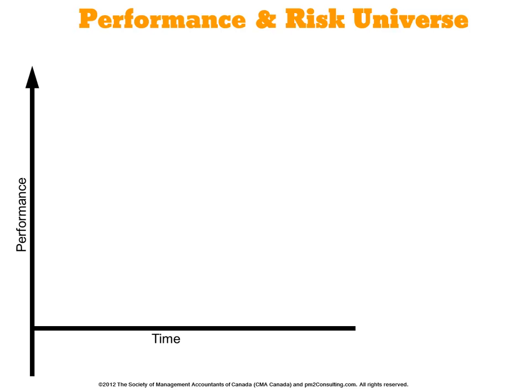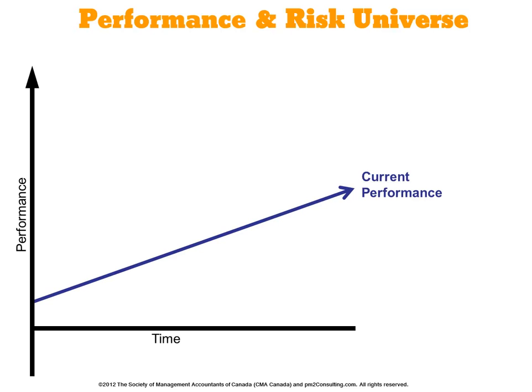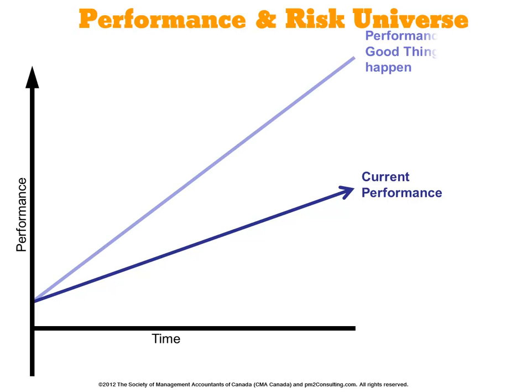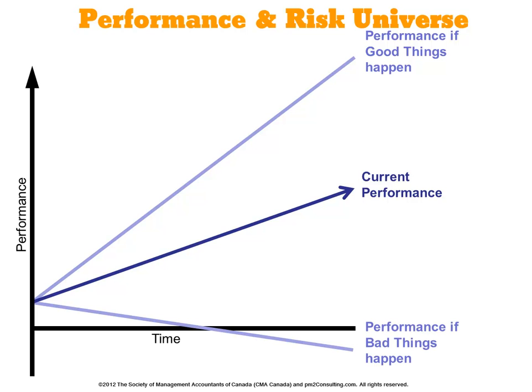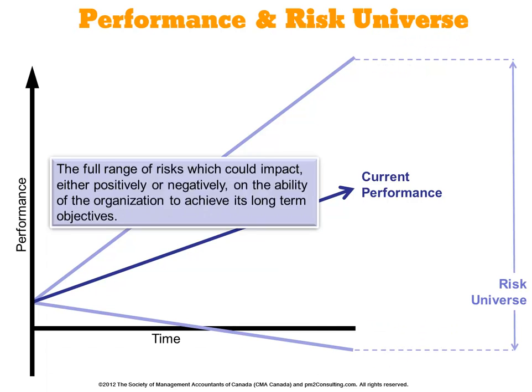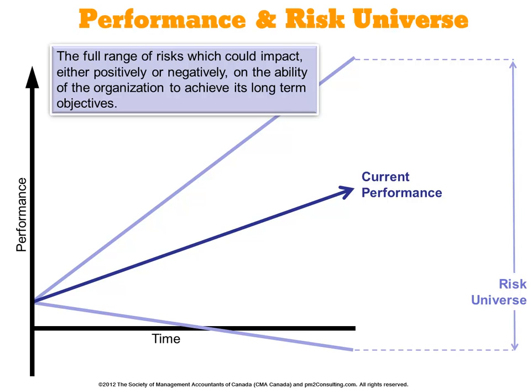If we chart your performance over time, there's some level of current or target performance we expect to see over this year. There's a line that is as high as you could possibly go: the performance if every good thing happened the way you'd like it to. And there's another line which is the performance you get if every last bad thing could happen. Those lines, the extreme upper and lower lines, are what's called the risk universe. The risk universe effectively is the risks which could impact either positively or negatively the ability of the organization to achieve its long-term objectives.